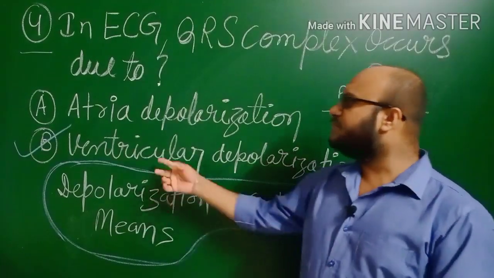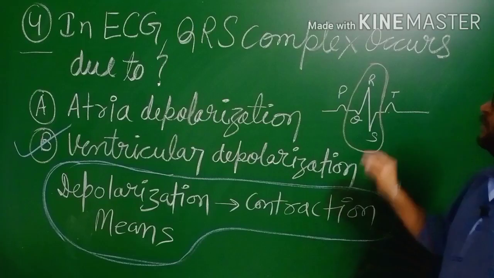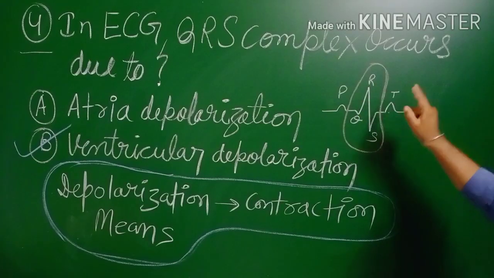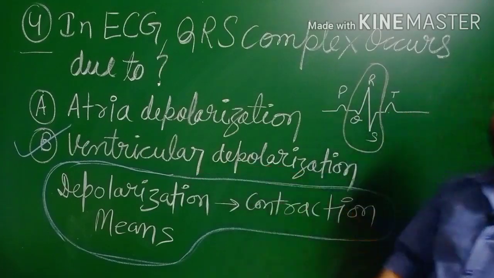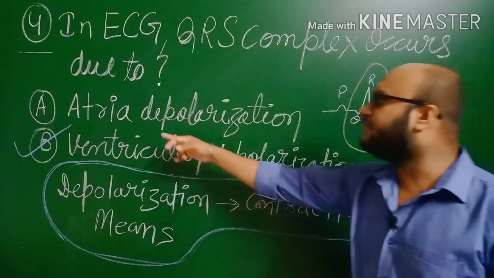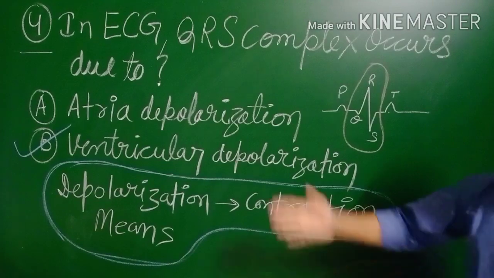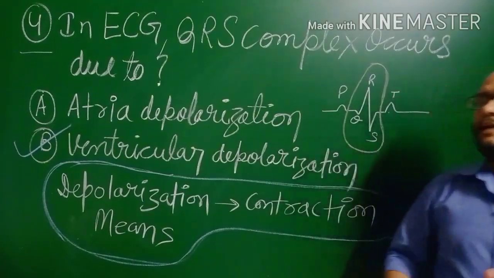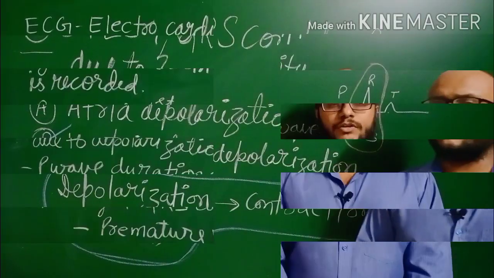Everyone, option B is the correct choice. QRS complex is formed due to the ventricular depolarization. P wave of ECG is formed due to the atrial depolarization. Atrial depolarization, once again I am saying, atrial contraction.